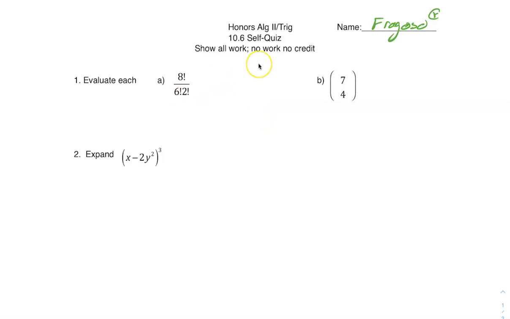Let's go through the self-quiz real quick. So the first one, they want you to evaluate without a calculator. Remember the way we do this: you take the top number, break it down until you get the highest number on the bottom. So in this case, that'd be 6 factorial.